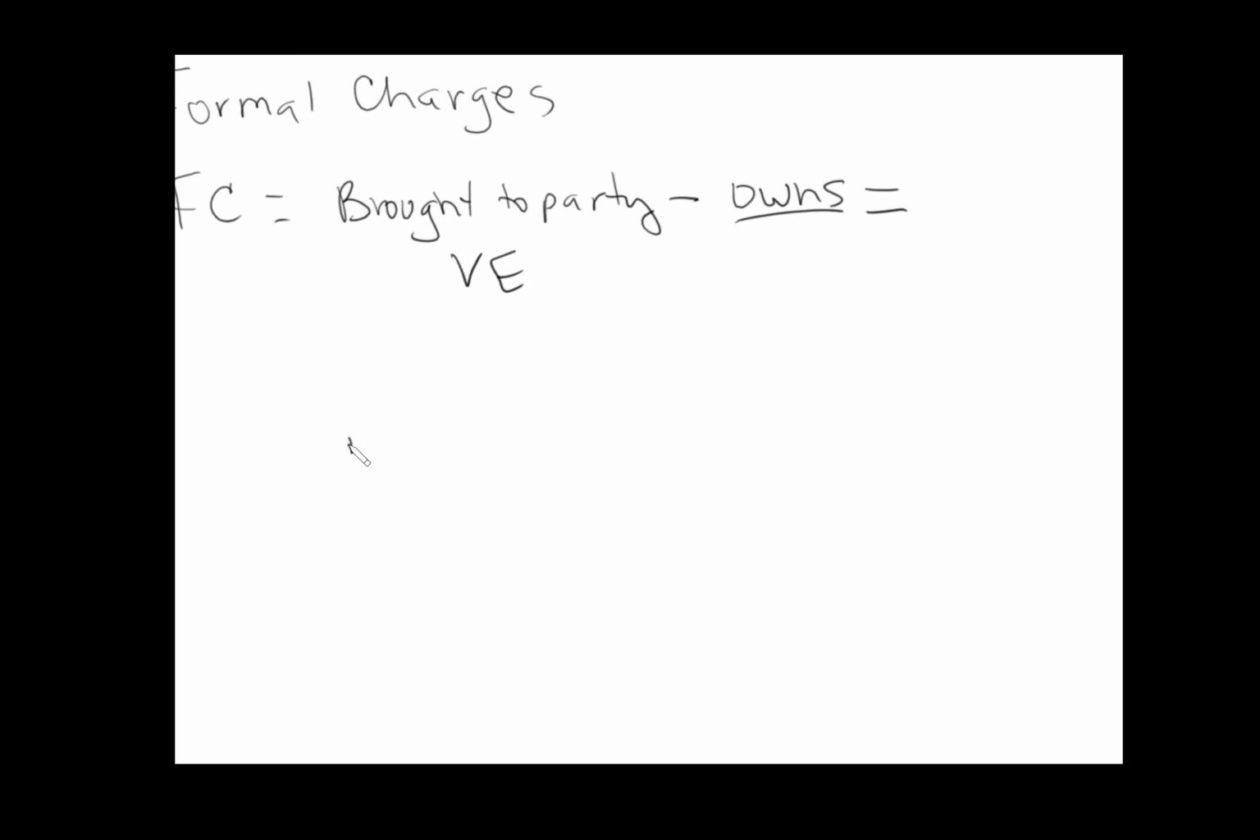So let's take a look at this carbon that I had earlier. How many electrons did carbon bring to the party? It has 4 valence electrons. How many does it still own? Remember, half of that bond belongs to carbon, so it owns 1, 2, 3, and 4. So it owns 4 electrons, and so 4 minus 4 is 0, or there is no formal charge.